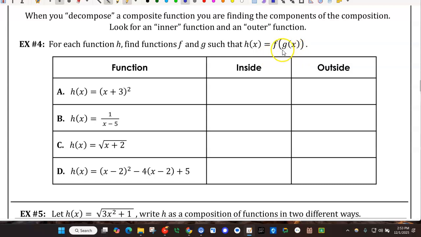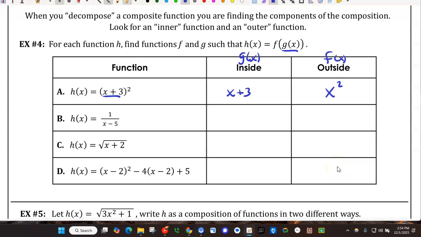So the inside function here, we're going to call g of x. And the outside function will be the f of x. Now, a good way of looking at this is to think about parent functions. So looking at this, it's a parabola, right? So what's the parent function of a parabola? That's just x squared. And what are we plugging into x squared? The x plus 3. That's what, if you're graphing this, moves it 3 to the left. This is a parabola that's moved 3 to the left from the parent function.